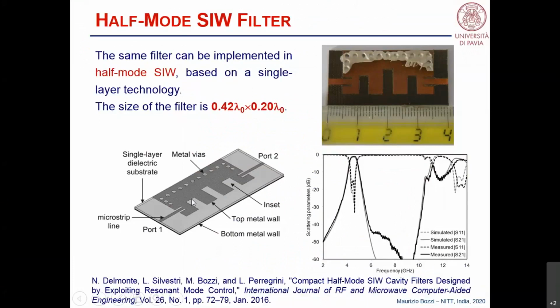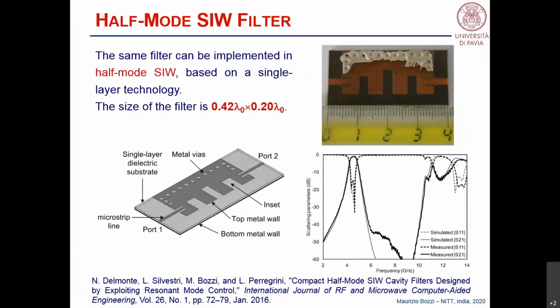So in this case, again, we use 3 insets to control the first and second resonant mode of this cavity, and we can control the frequency response of the filter. In particular, we can control the bandwidth of the filter, and by avoiding the excitation of error modes, we can get a quite broad out-of-band rejection. In this case, the structure is excited by a microstrip line, and we have a single layer topology. So same advantages as in the previous case, more or less the same size, but with a single layer topology.